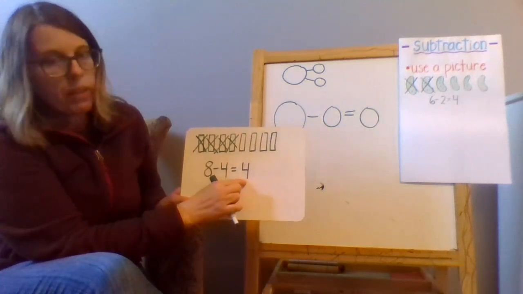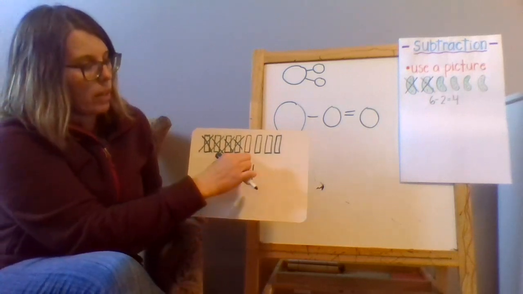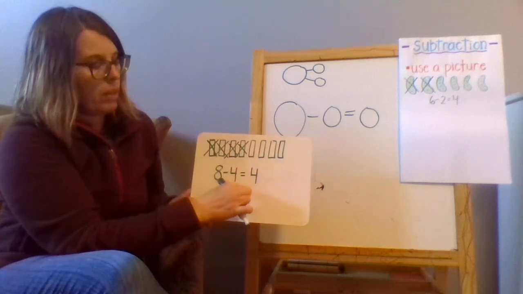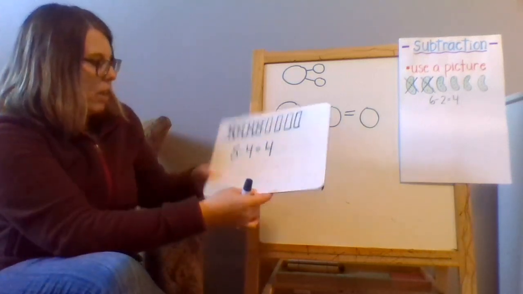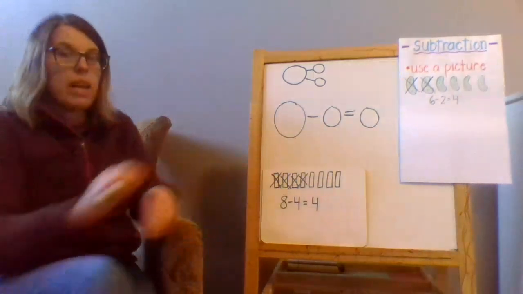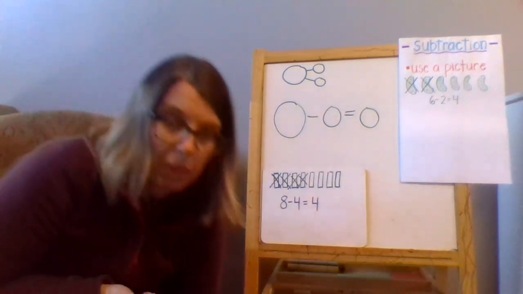Now how did I figure out this 4 again? Yes, that's right. Count the logs that aren't crossed off. Okay, count those logs. Okay, so 8 minus 4 equals 4. Let's see if I can set that there for a minute. There we go. Now, let me show you what your work will be for today.